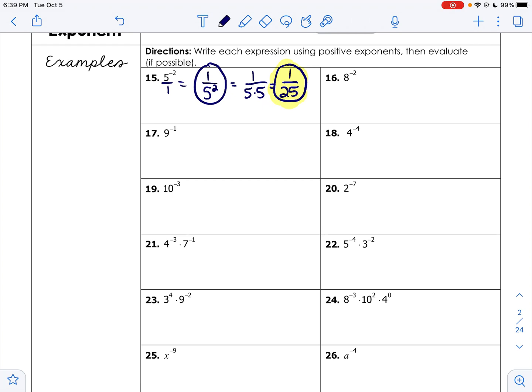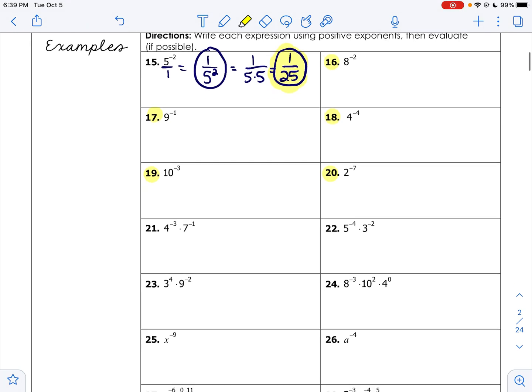Go ahead and yellow highlight number 16, 17, 18, 19, and 20. And remember, once you flip it to make that exponent positive, you can then evaluate it.